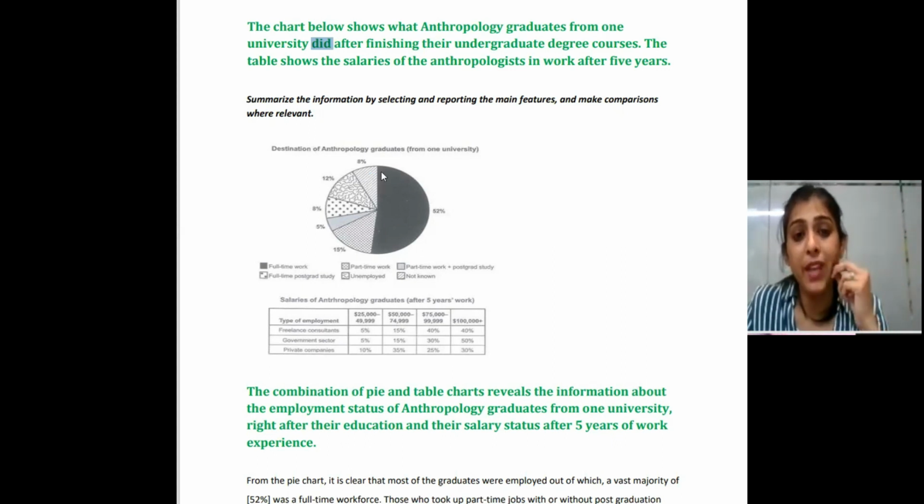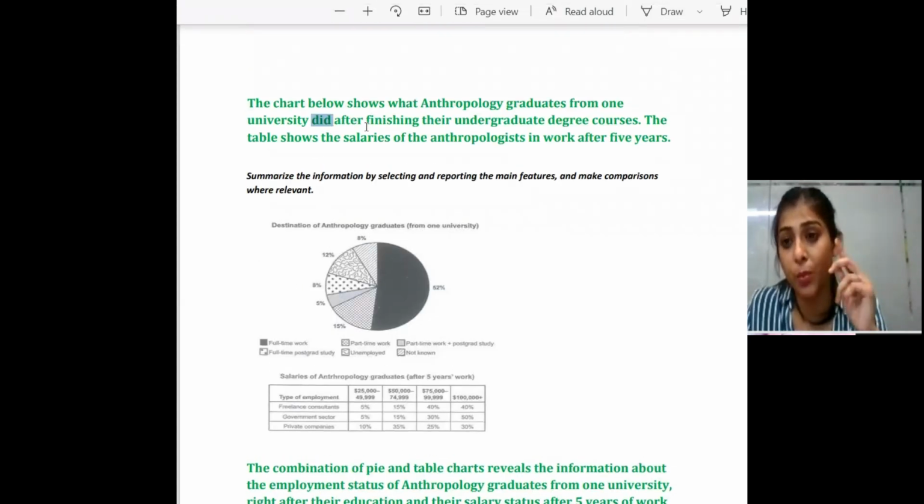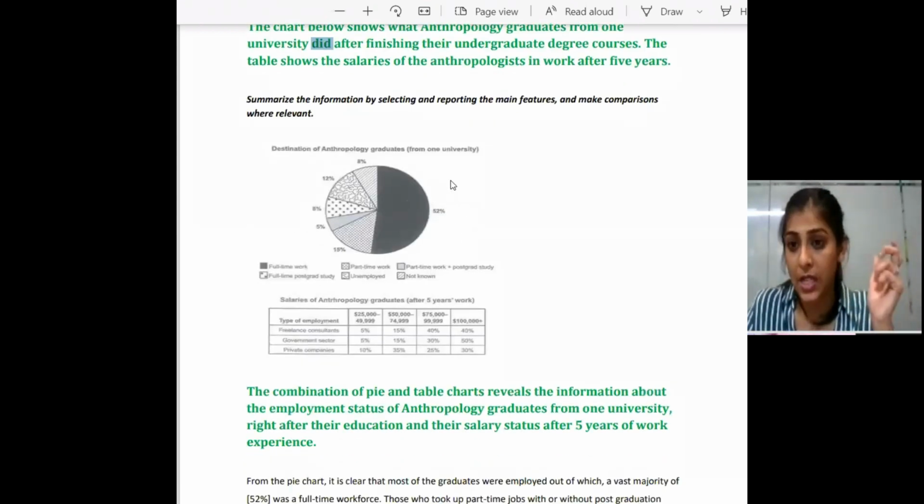So now what we have understood is that the pie chart reveals the percentage of postgraduate students, about their employment status. This is the employment status, that how many were working full-time, how many were working part-time, how many were unemployed, and how many were under the category of no information known. Got it? So here, we have understood the pie chart.